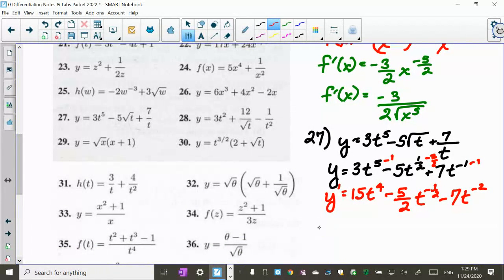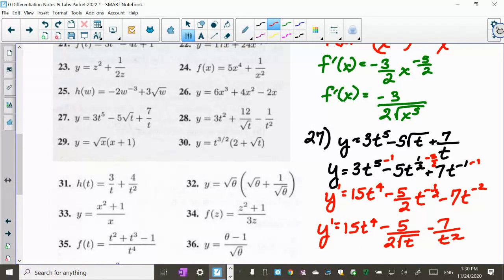Now I'm just going to rewrite it. Y prime is 15t to the 4th. Then this would be minus 5 over 2 radical t. And this would be minus 7 over t squared. So there's 27. That'll help you with 28.